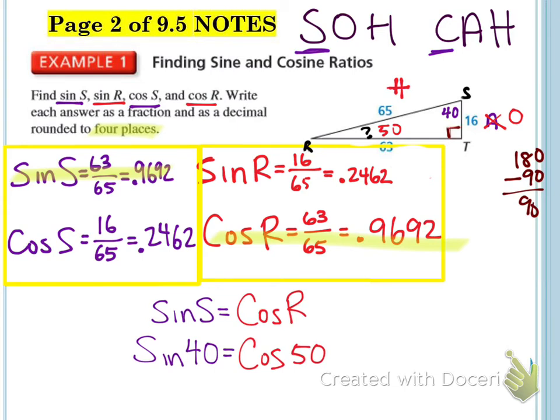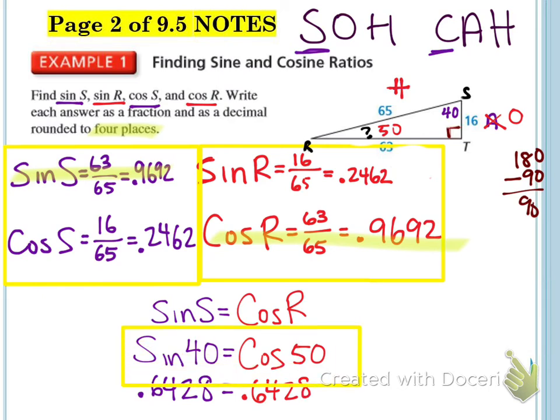So you typed in sine of 40. You guys typed in cosine of 50. Let's round to 4 places again. What did we get for sine of 40? 0.6428. Good. And then what do we get for cosine of 50? 0.6428. Do you see how these two are equal to each other?